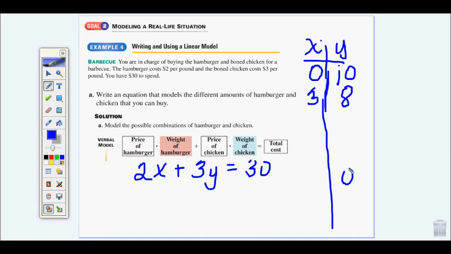We'll just go ahead and do 0. This time I'm not going to buy any chicken. Then how much hamburger could I buy? That would be 2 times what would equal 30, and that would be 15 pounds of hamburger.